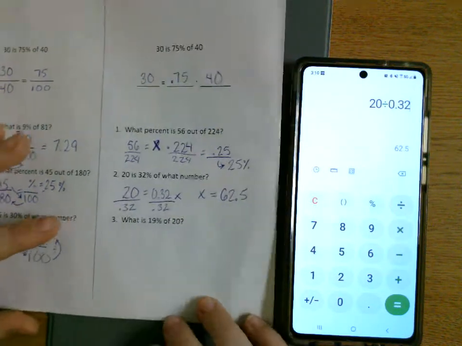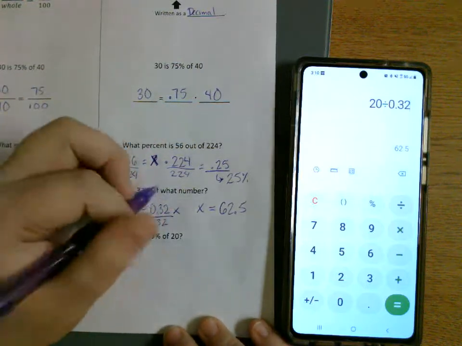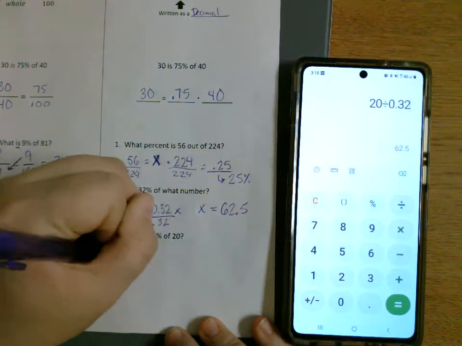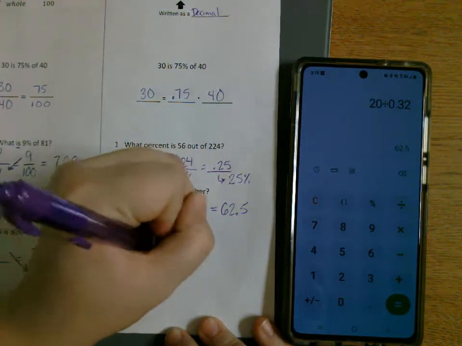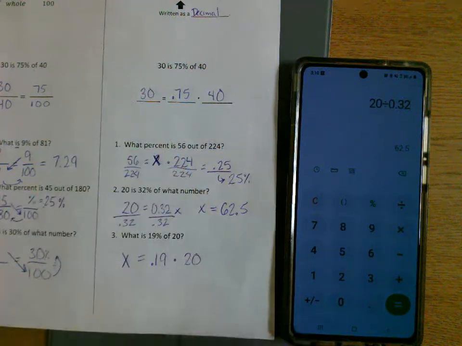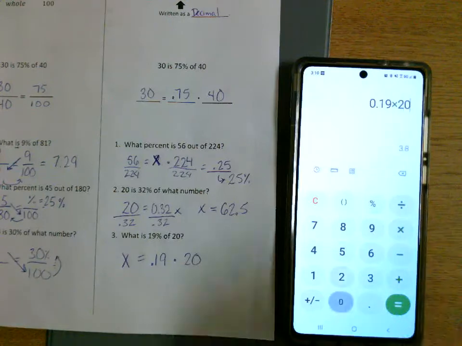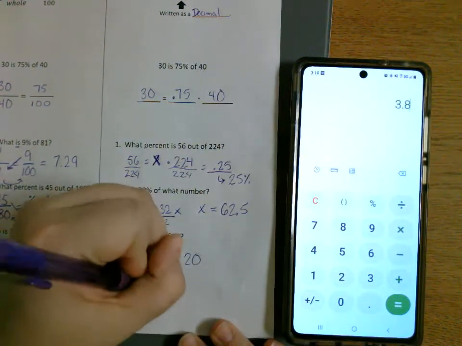All right, last but not least, what is 19% of 20? We do not know what it's set equal to, but we know that 0.19 multiplied by 20 will give us our part. So 0.19 times 20, x is equal to 3.8.